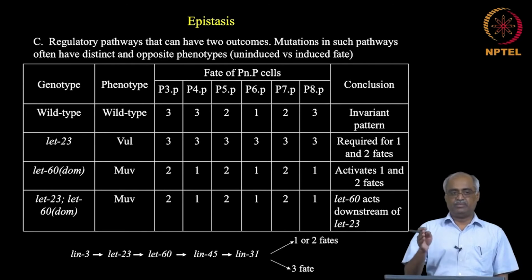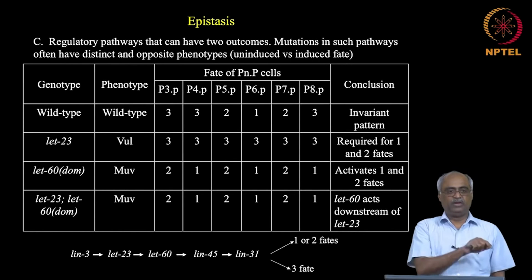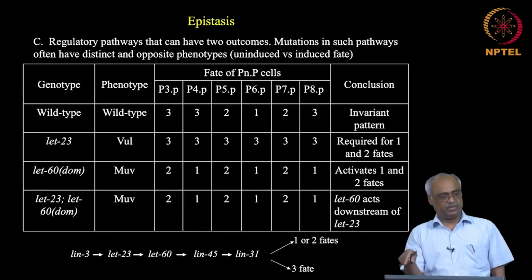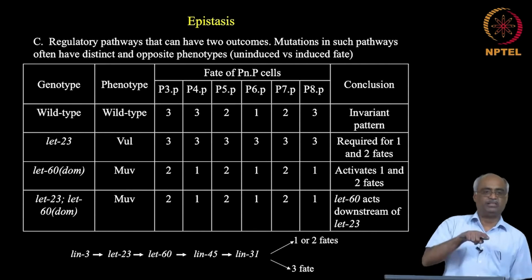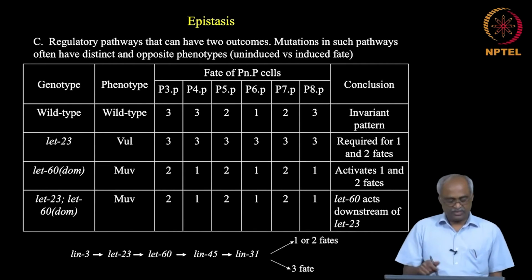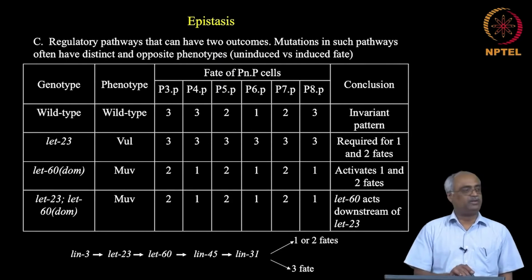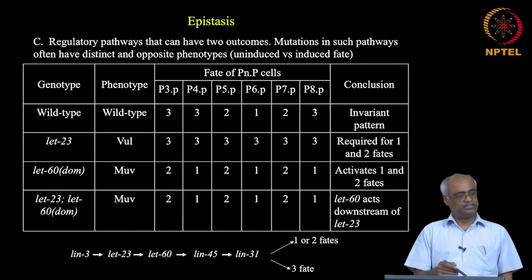So, I am again reiterating, epistatic means when you make a double mutant, the phenotype of whichever gene's single mutant is prevailing in the double mutant, you call that single mutant phenotype epistatic. In this case, the phenotype of the Lin26 single mutant is no PNP cells, and the Lin26 Let23 double mutant is like that of Lin26, and therefore, you say Lin26 is epistatic.